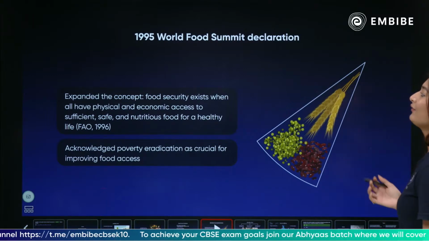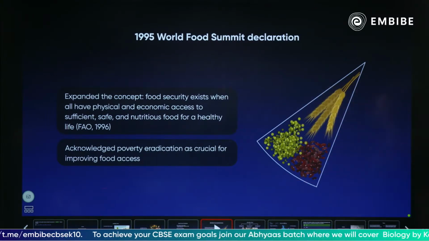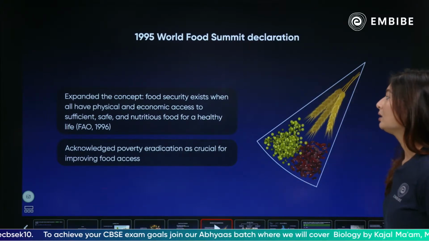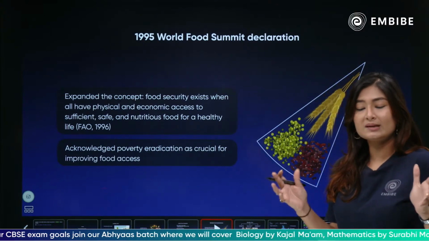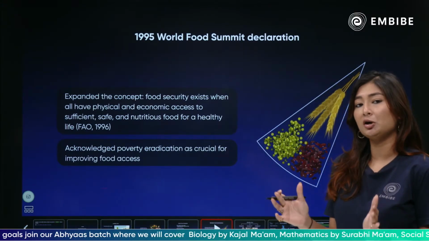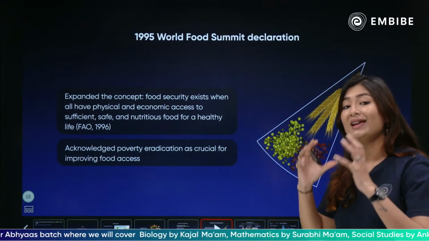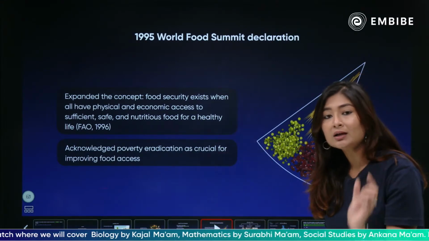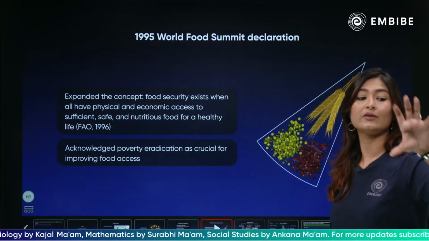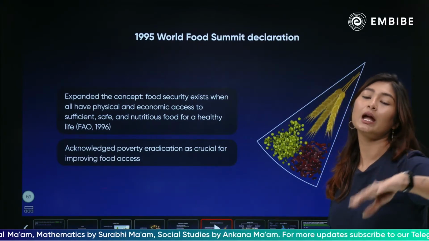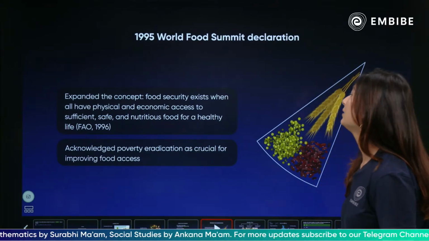So in May 1995, a World Food Summit happened and it gave a declaration. That is where the expansion of this term happened. Food security was now no more limited to just availability, but we expanded our definition. We understood that food security cannot just talk about food being available. सिर्फ खाना available होना काफ़ी नहीं है, उसके साथ कुछ और चीज़ों का हमें ध्यान रखना होगा.